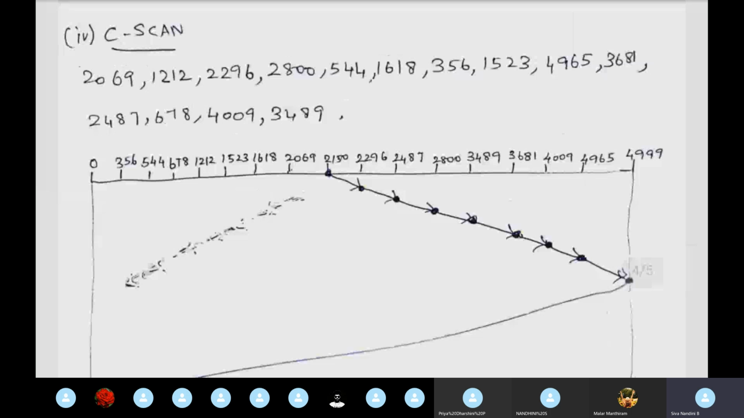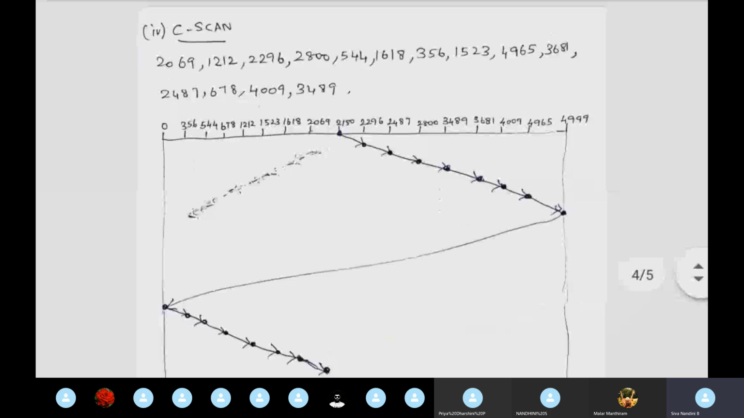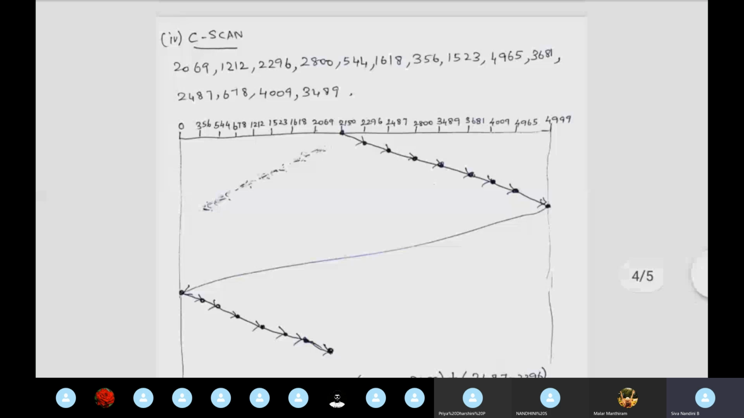So going in increasing order, it will satisfy all the requests in between. So after going to 4999, here the C-scan is a circular scan algorithm. So after this 4999, immediately we'll be having 0. After 4999, it must immediately go to 0. It should not satisfy any request in between. This is the C-scan algorithm. Then after going to 0, it will be going towards 4999 again.